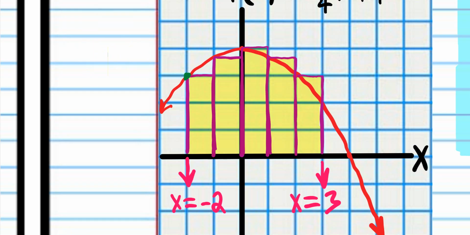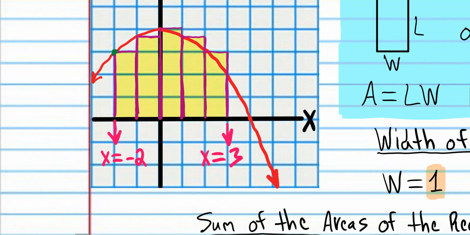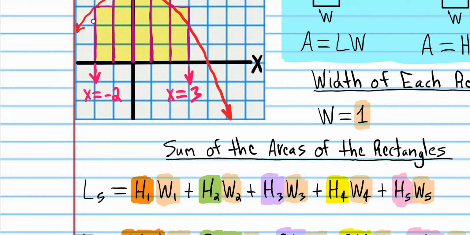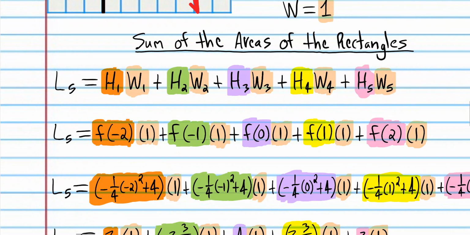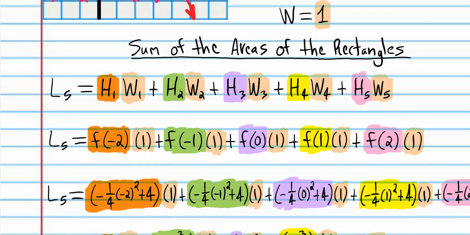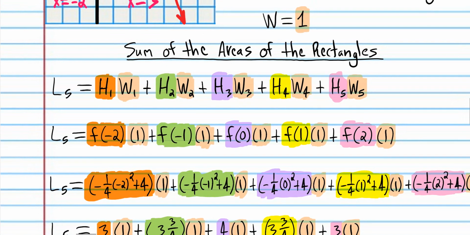Now, you don't have to use that notation. You don't have to use f of negative 2. I'm just showing you that just so you can know that the outputs of the function are the heights of the rectangles. So how do we find f of negative 2?